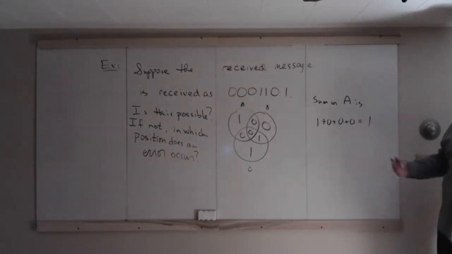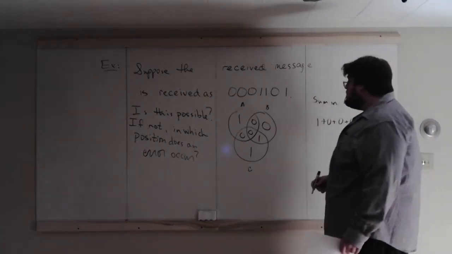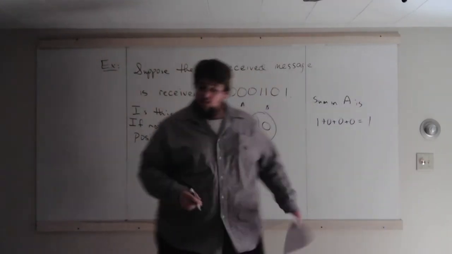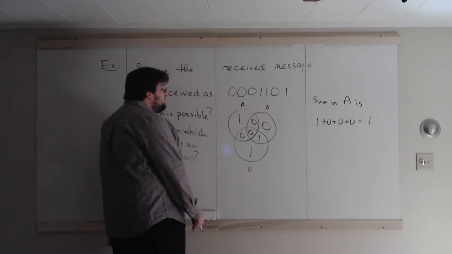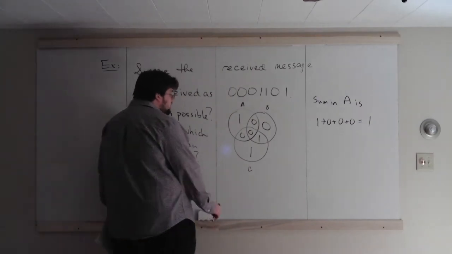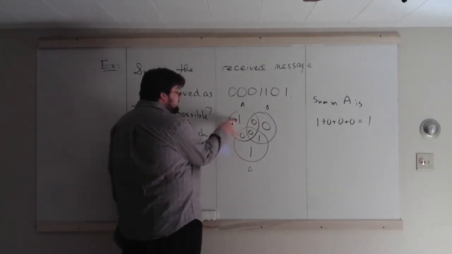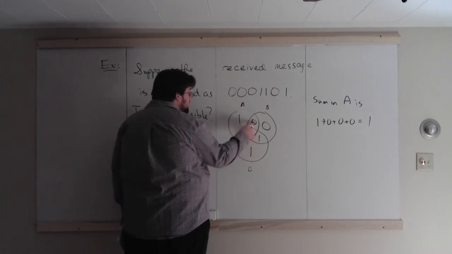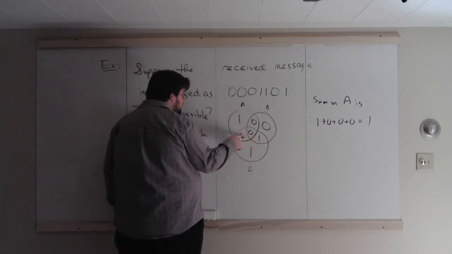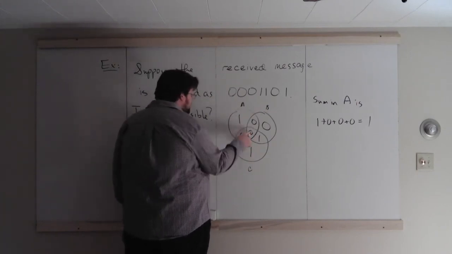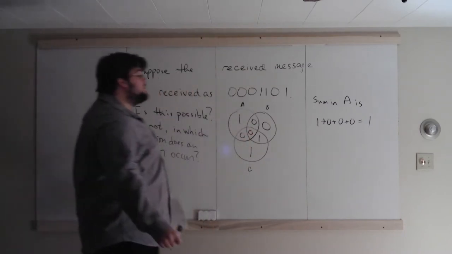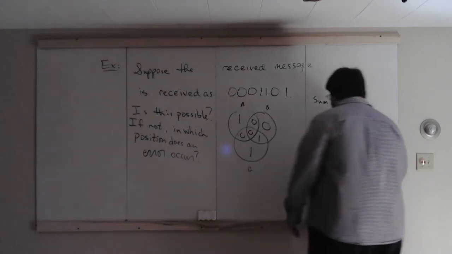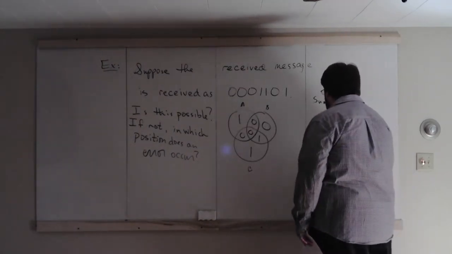But if we know just from that the error occurred in A, that doesn't tell us too much, because the error could occur here, where it's only A, or it could occur here, where it's A and B, or it could occur here, where it's A and C, or it could occur in the middle, in A, B, and C. So what we have to do is next find the sum in B and C.